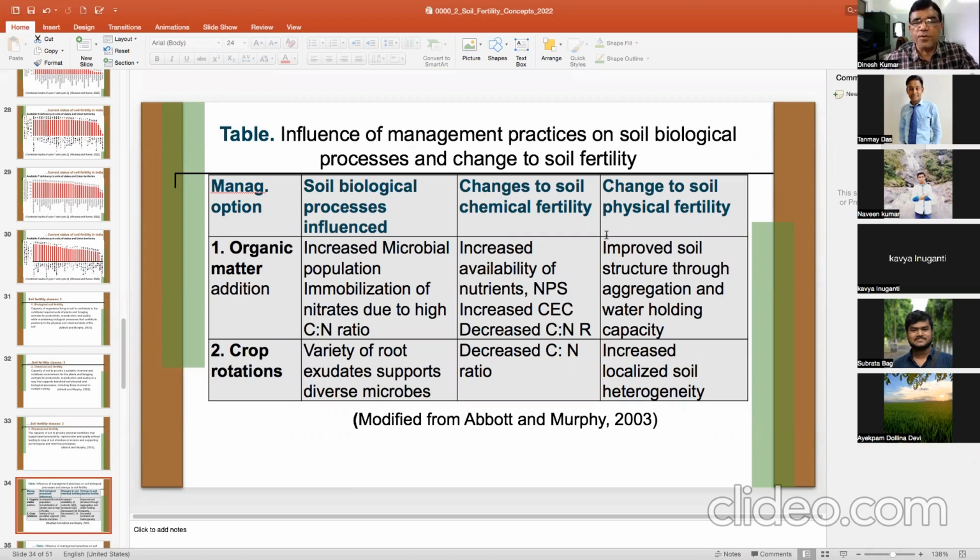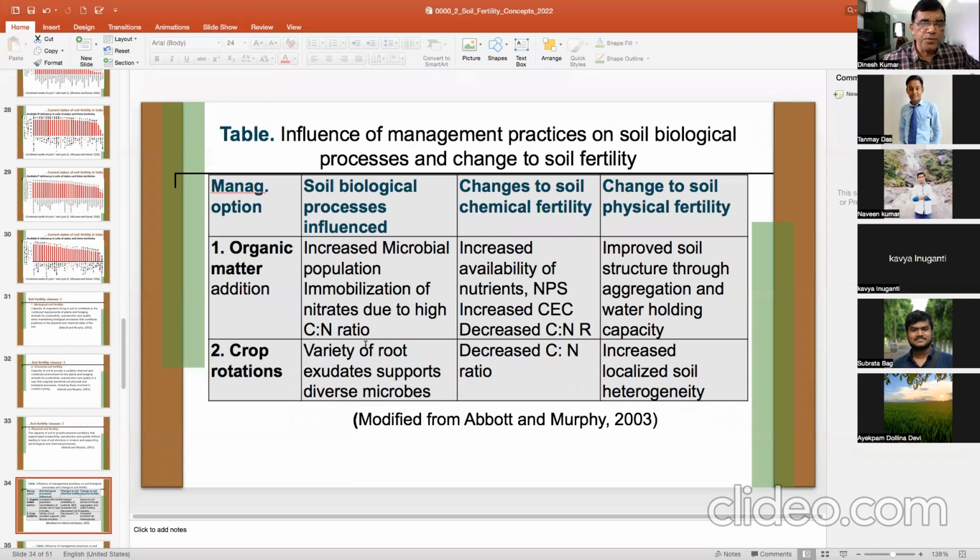And if you see the role of organic matter on physical fertility, there is improved soil structure through aggregation because of production of humus and increased microbial growth; you will get better aggregation. And once you have better aggregation and improvement in soil structure, then the water holding capacity of the soil will improve. So this is how organic matter is influencing all the three kinds of fertility or three kinds of properties.